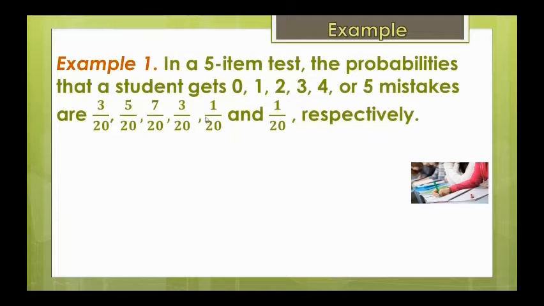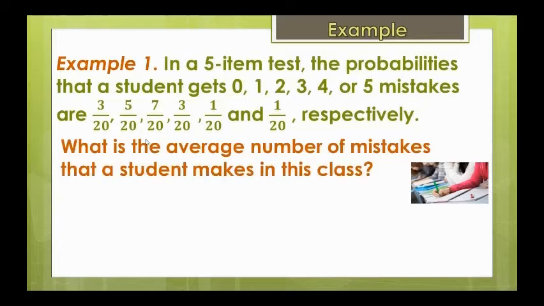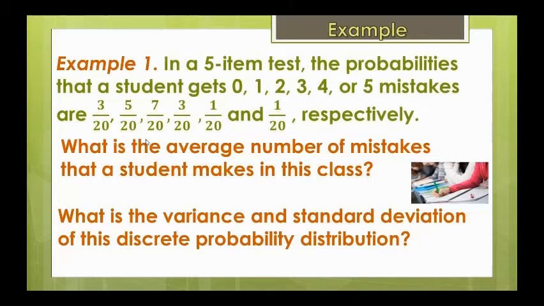So, we have the random variables and its probability. The question is, what is the average number of mistakes that a student makes in this class? So, ano yung average? Pag sinabi mong average, yun ang mean. Mean of kung ano yung average number of mistakes na nakuha ng mga students in a 5-item test. The next is, what is the variance and standard deviation of this discrete probability distribution?